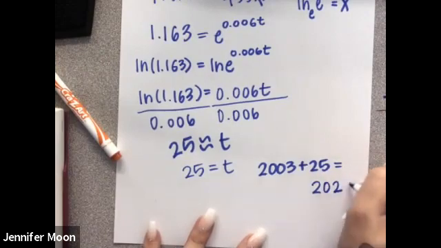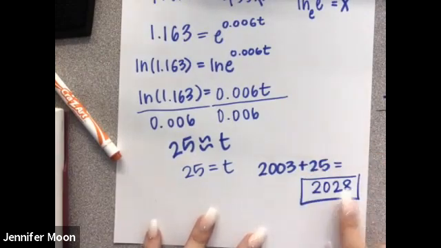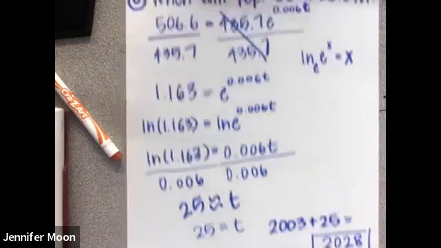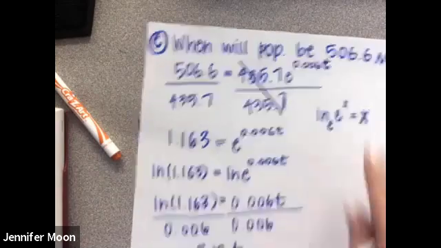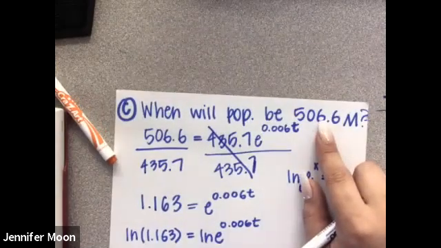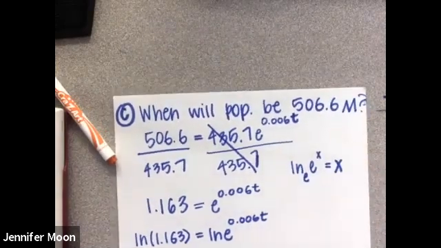2028. This is saying that in 2028, with the formula that we had starting at 2003 and all the information they gave us, the population will be 506.6 million. Does that make sense? Yeah? Okay.